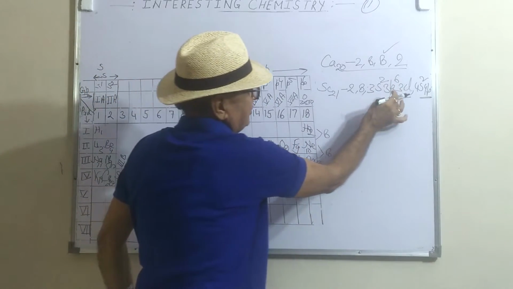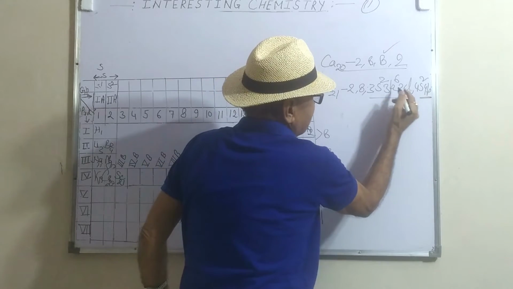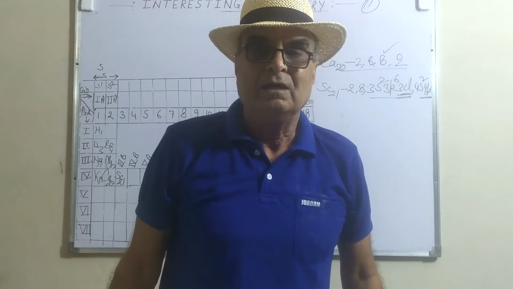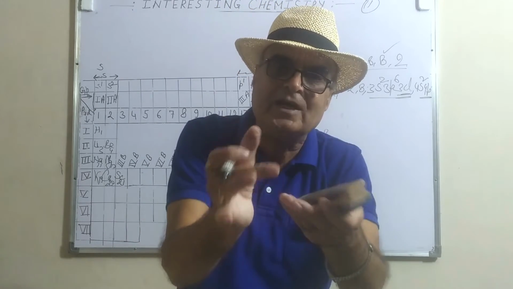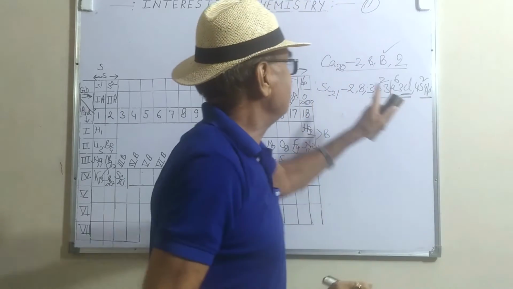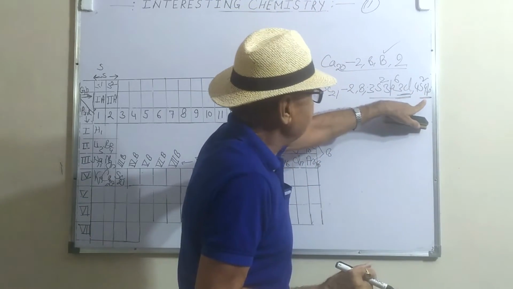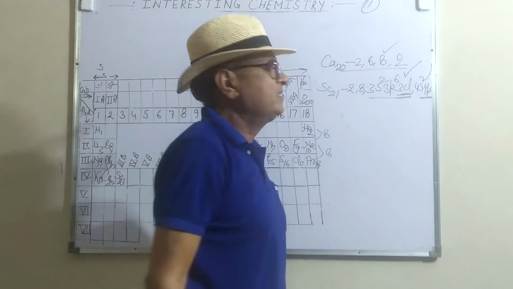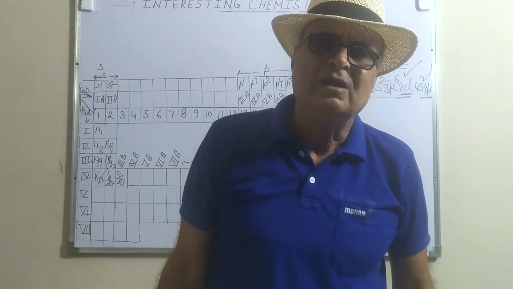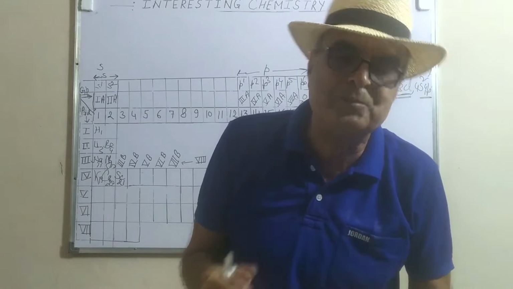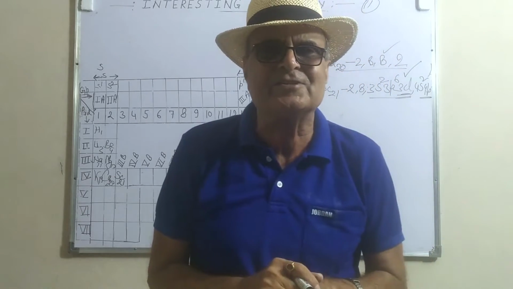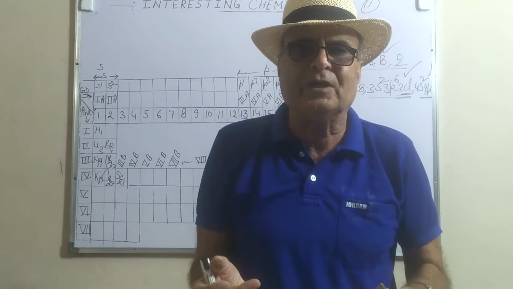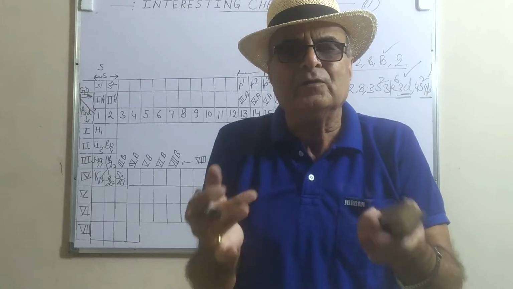But here is another case. Here the presence of 3d gives it a claim to have the electron. 3d is here also, and here 4p is there. So there are 2 orbitals. One is 3d and second one is 4p. Now you have to decide in which orbital the electron will go.